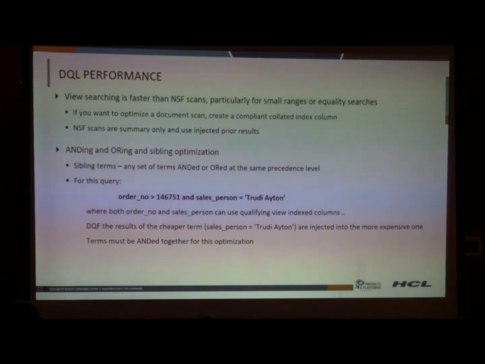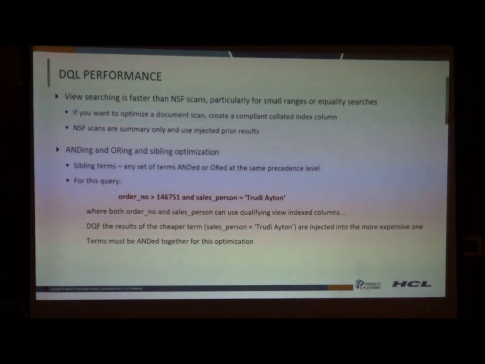So in general, view searching is faster than NSF scans, particularly for small ranges and equality searches. If you want to optimize a document scan, create a compliant collated index column, if you want to make something go faster that way. NSF scans are summary only. No non-summary data is included, not in Domino 10. We may well add that in Domino 11 with full text support, which will allow you to search everything. But for now, it's just summary.